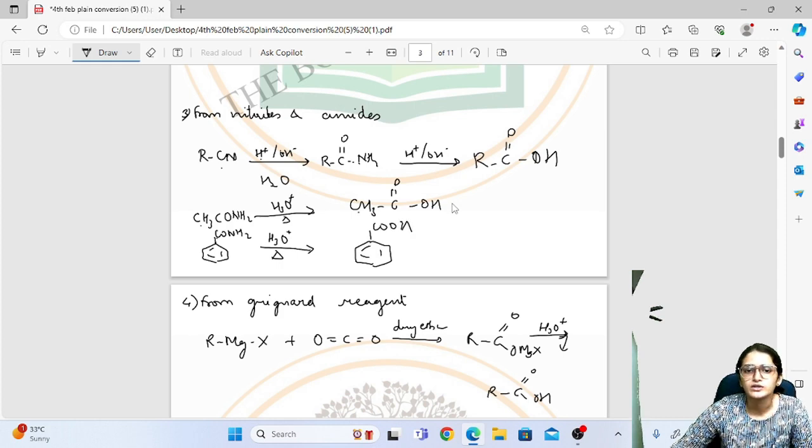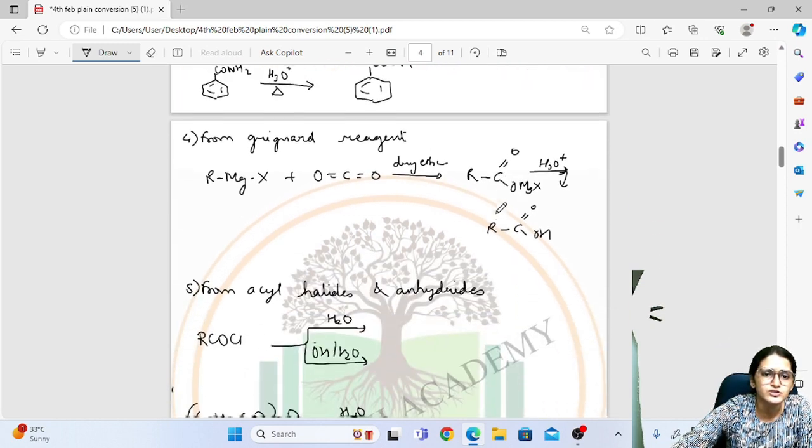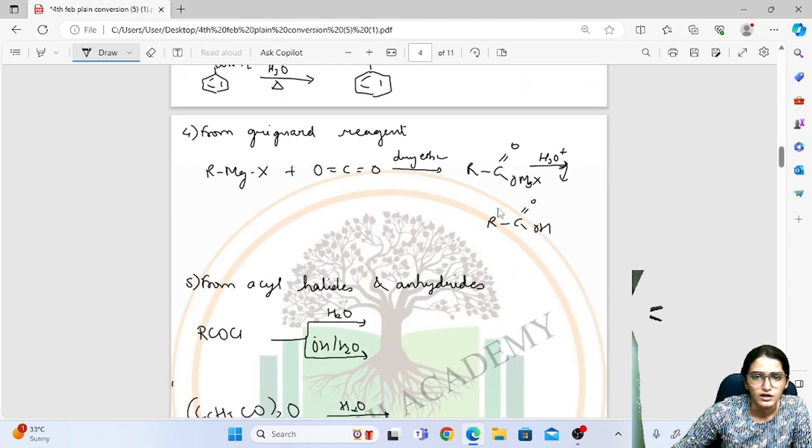Okay, so here what you need to remember is conversion of nitriles to amides first and then amides to carboxylic acid. Okay, fourth reaction is from Grignard reagent. Now we have already seen how Grignard reagent is used to prepare certain compounds. So here also it is used.